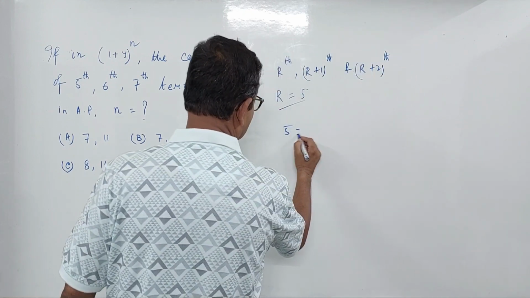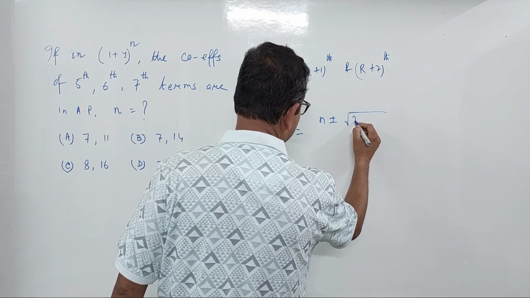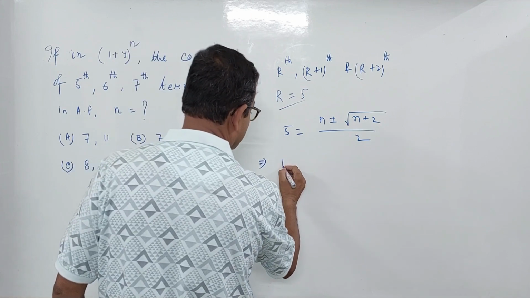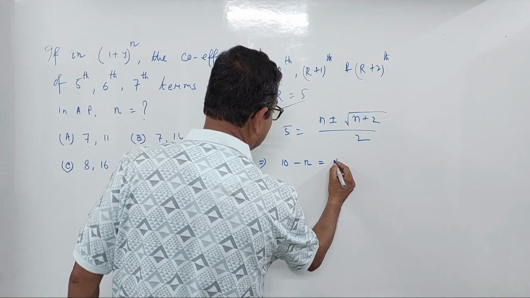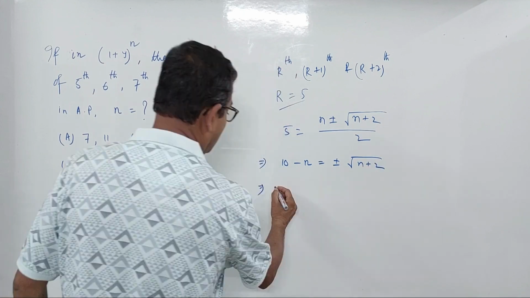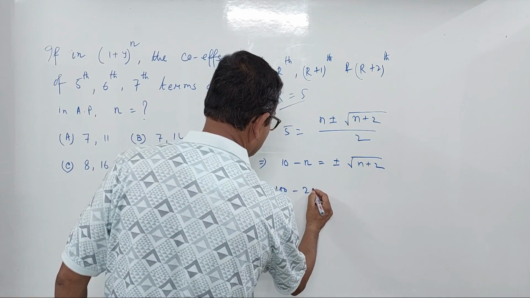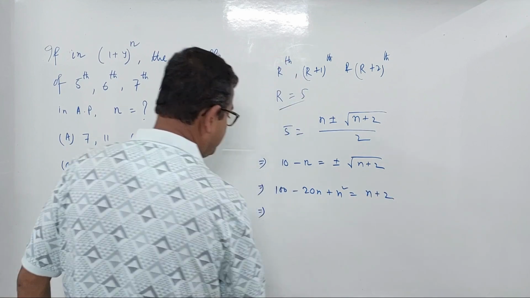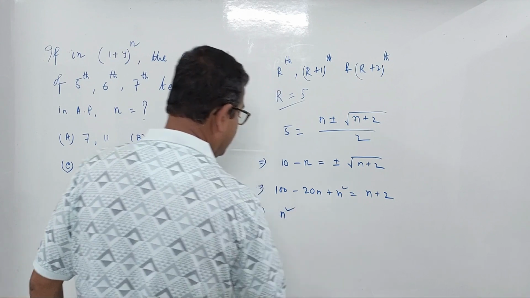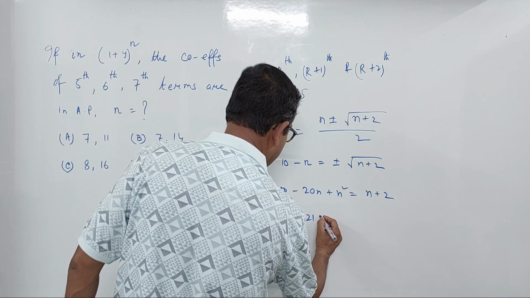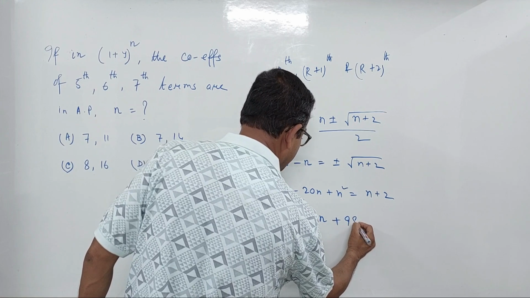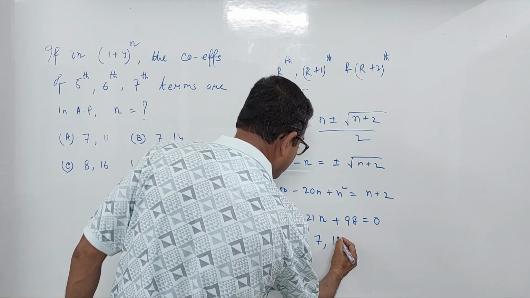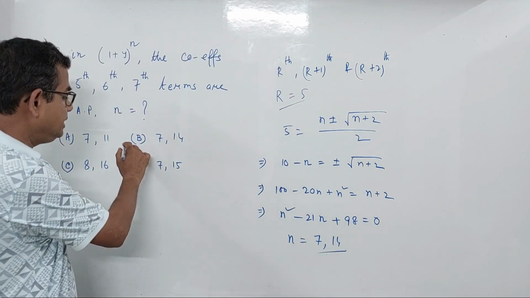So 5 equal to (n plus minus root of n plus 2) upon 2. Now solve it. 10 minus n equal to plus minus root of n plus 2. 100 minus 20n plus n square equal to n plus 2, which implies that n square minus 21n plus 98 equal to 0. So the value of n equal to either 7 or 14. So B is the right answer.